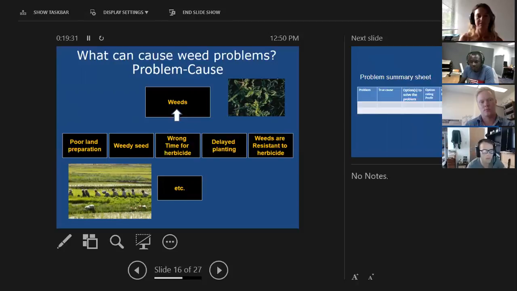If we don't understand the true cause of the problem, then we might be making the wrong recommendation. For example, they might be using herbicide, but the weeds are resistant. If we don't understand that the cause of the problem is resistant weeds, then we're probably making the wrong recommendation. So when you're in your villages and trying to identify a recommendation, start with the audience and what they're interested in, and then try to understand the cause of that problem.